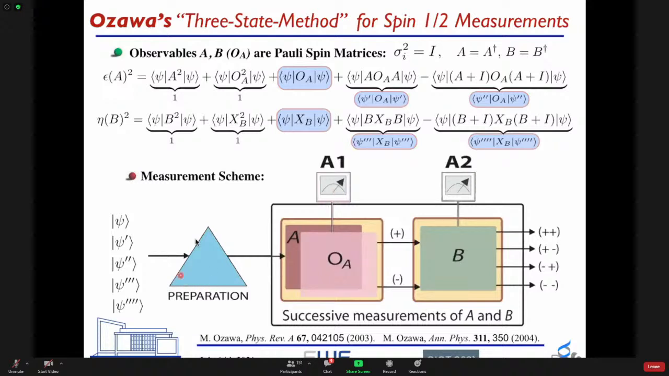So you have a preparation where you prepare your different states. You send them onto the successive measurements of A and B. The first measurement is our approximate measurement, which is indicated as OE. There are two output ports. We have Pauli spin matrices. They have a plus and a minus output. And then you do a precise second measurement of an observable B, which has again two outputs. So in total, you get four outputs.